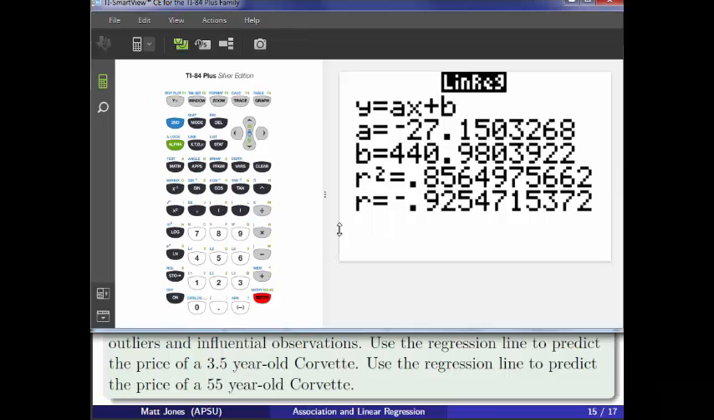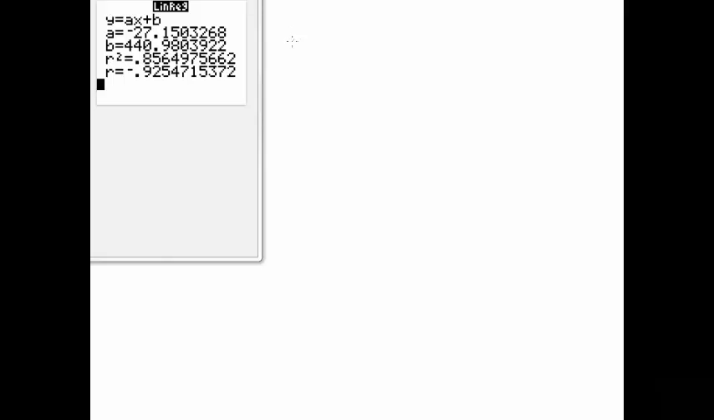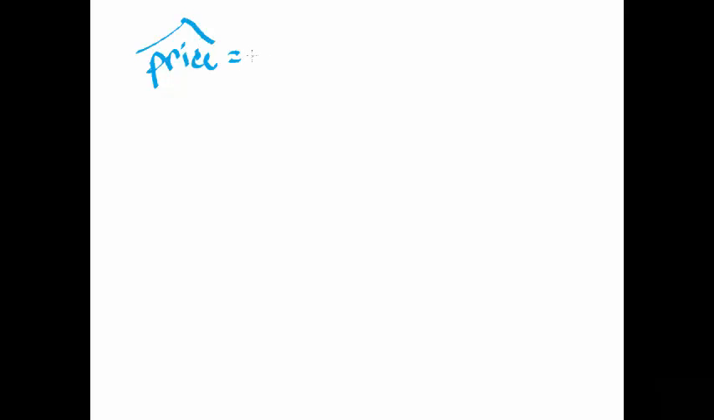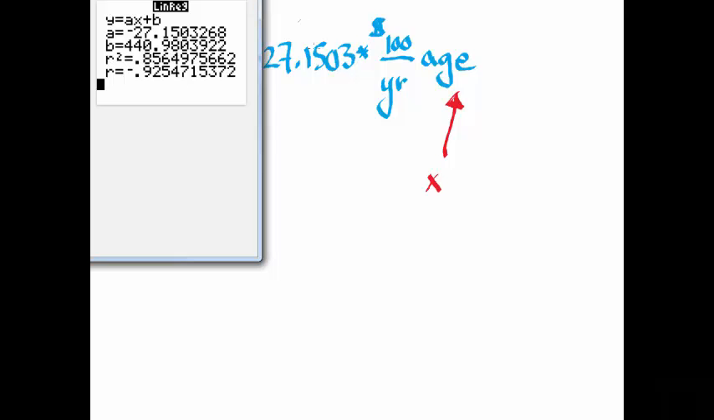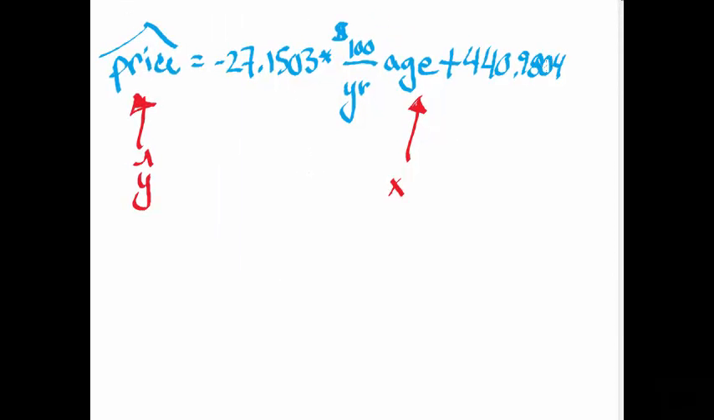So I'm going to write this regression line equation on my notepad here. What do I have? It looks like my slope is negative 27.1503. Price hat is negative 27.1503. And what are the units on that? Remember, slope gets rise units, which is $100 bills, so I'm going to put times $100 per year, and then my predictor variable is age, which has units of years. Remember, y hat is your response, and this is your predictor variable, or independent variable, which is your x. And then my intercept is approximately 440.9804, and my intercept also has units of $100 bills.